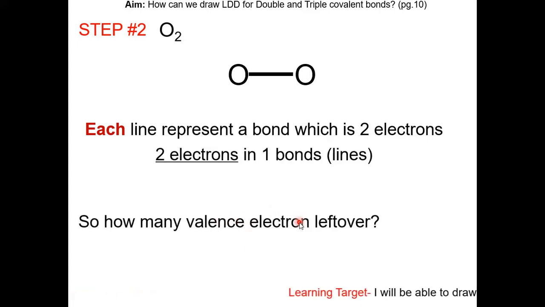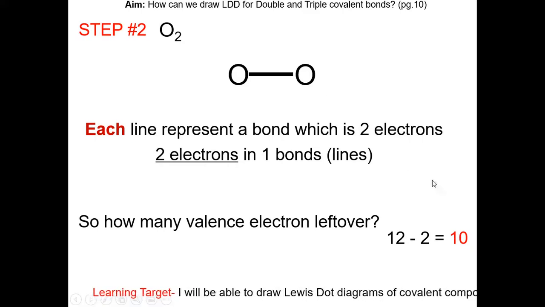So how many valence electrons left over? In the beginning, we had 12 valence electrons. In this step, we use 2. So 12 minus 2 is 10. We still have to put these 10 electrons somewhere in this molecule.